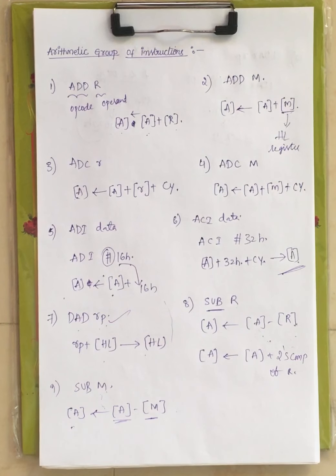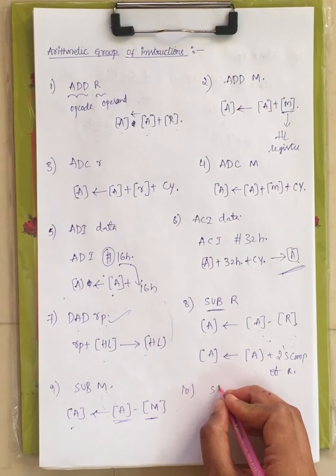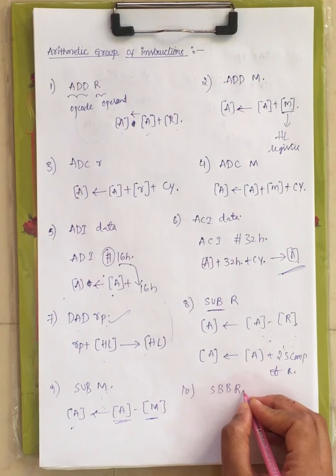Now always you have to remember one point. The accumulator register is used to store the results of arithmetic operations. Whether you mention A or don't mention it, the 8085 processor will automatically store the results of arithmetic operations in the accumulator register only, right? Now we have seen subtraction SUB M, and coming to the 10th instruction, we have SBB R, right?